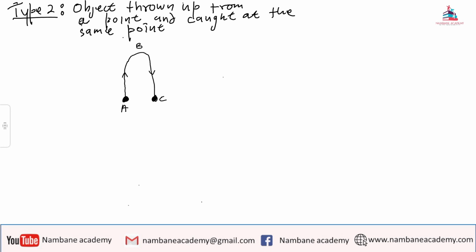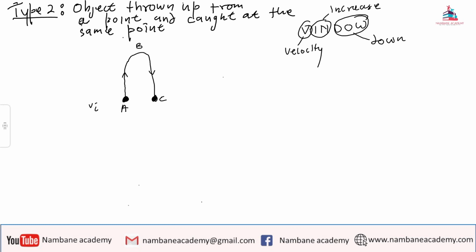What do I have? I have V initial, but it is now moving up. And the analogy of window, I must write it down again. The analogy of window says now velocity increases as the object is moving down. But the object from A to B, it is moving up. So what must happen to our velocity? It must decrease. So as the object is moving up, our velocity decreases.